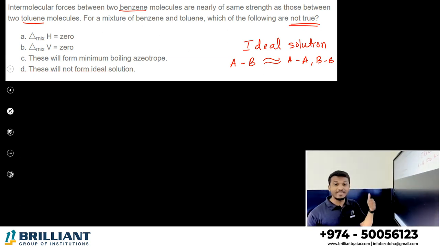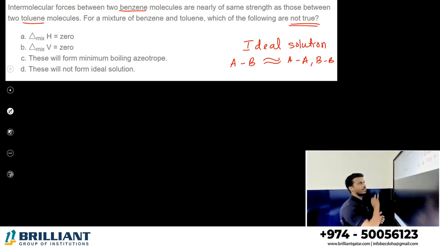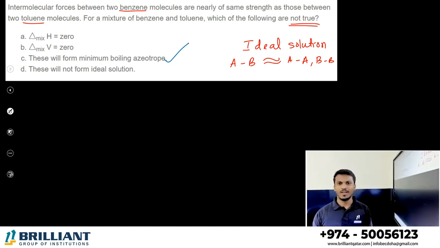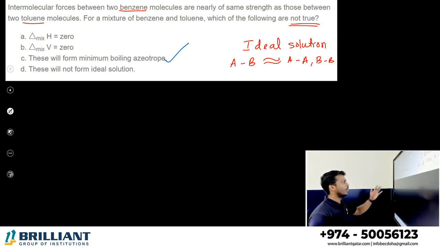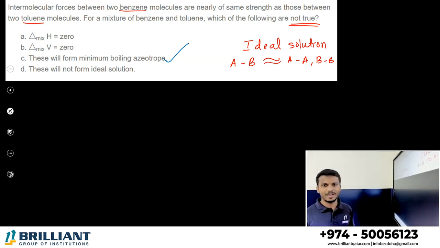Delta H mixing is 0. Yes, enthalpy of mixing is 0 during ideal solution formation. That's a correct one. And volume of mixing is also 0. This will form minimum boiling azeotrope. Not here, no. Ideal solution will not form azeotropes. What is an azeotrope? A binary mixture with the same composition and a constant boiling point, without changing its overall composition. This will not form ideal solution. No, it is an ideal solution. This will form minimum boiling azeotrope. That's a wrong one. This will not form ideal solution. Benzene and toluene is an ideal solution, right? But they are saying that this will not form ideal solution. That is also one of the answers. Next one.